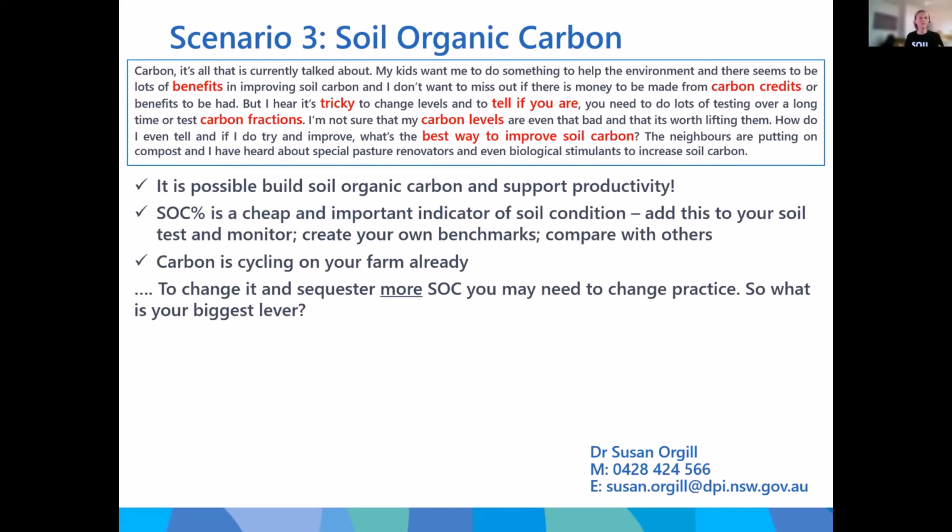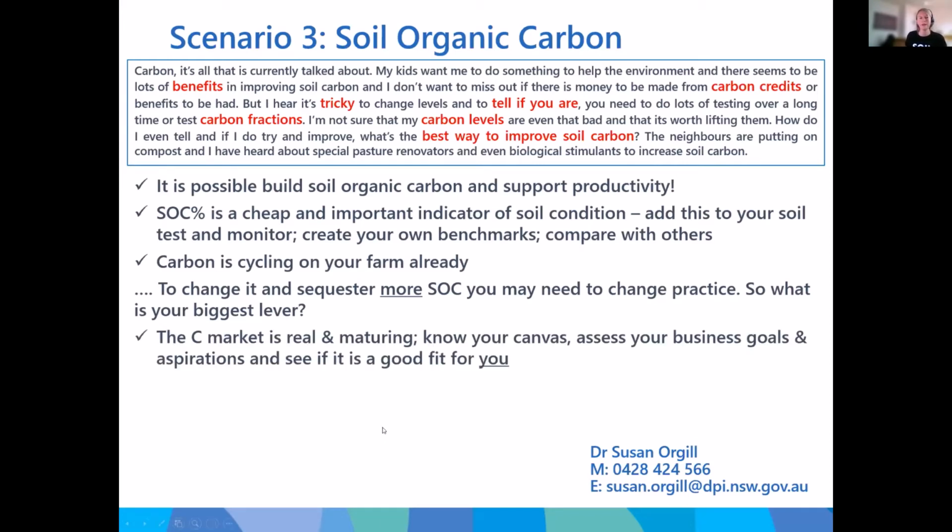Carbon is cycling on your farm already. Even if you just walk out of your door right now, you'll see carbon is actually cycling already. If you want to change it and sequester more carbon, you need to think about what your biggest lever to pull is. Is it soil acidity? Is it a nutrient deficiency? Is it grazing management? And in most cases, it's probably going to be a combination of all of those things, but it's certainly possible to build soil organic carbon.